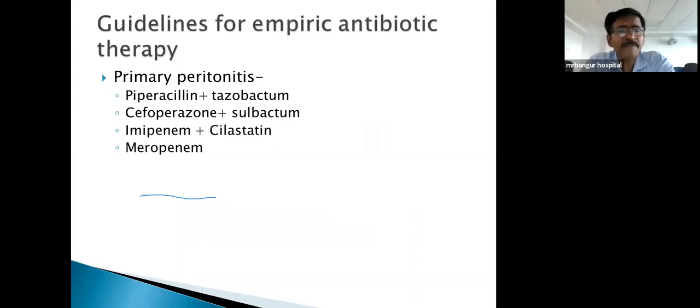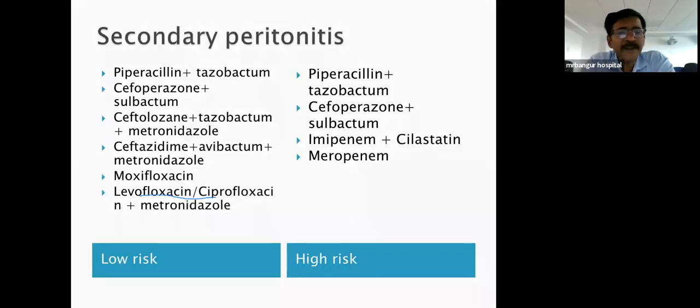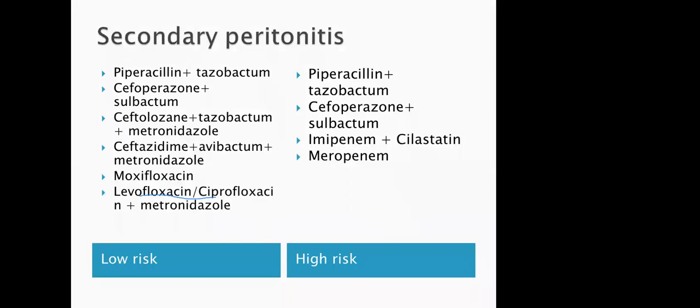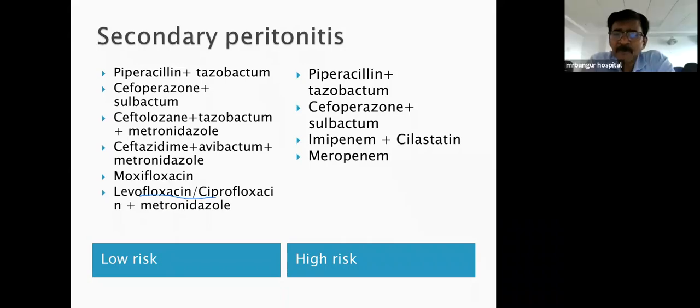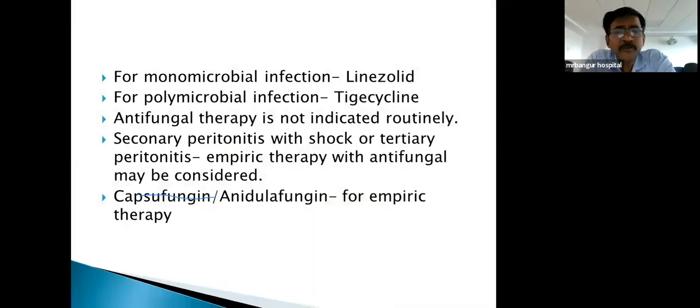So the guidelines for antibiotic therapy in abdominal sepsis: in primary peritonitis, you can start with piperacillin-tazobactam, cefoperazone-sulbactam, or imipenem-cilastatin, or a meropenem. In secondary peritonitis, these are the different combinations which are recommended for low risk and high risk patients. It can be piperacillin-tazobactam, and in high risk patients, it can start with piperacillin-tazobactam, or you can consider giving the patient meropenem. For monomicrobial infection, which are mostly a gram-positive infection, linezolid is a good choice. For polymicrobial GI infection, tigecycline is very effective.